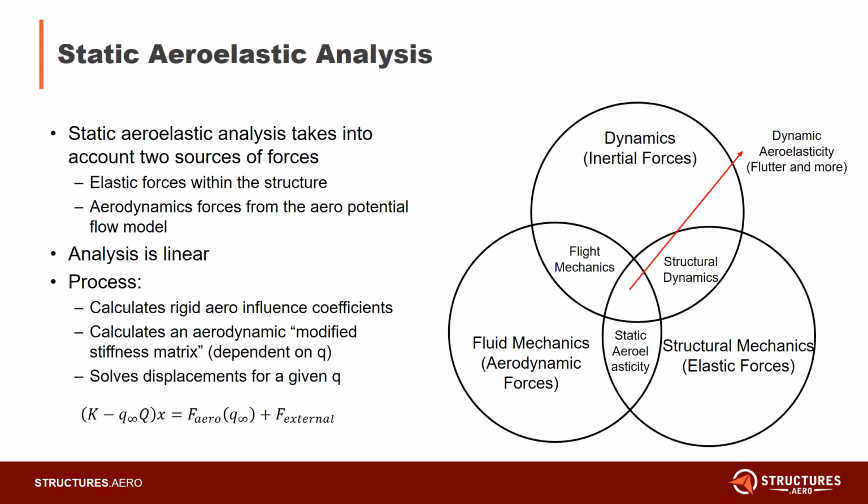The general procedure for what's going on under the hood with Nastran is you supply some structural model as well as an aerodynamic model, and what it's doing is it'll first calculate the rigid aerodynamic influence coefficients. Okay. Once that's done, it'll go in and determine what I want to call a modified stiffness matrix, an aerodynamic modified stiffness matrix.